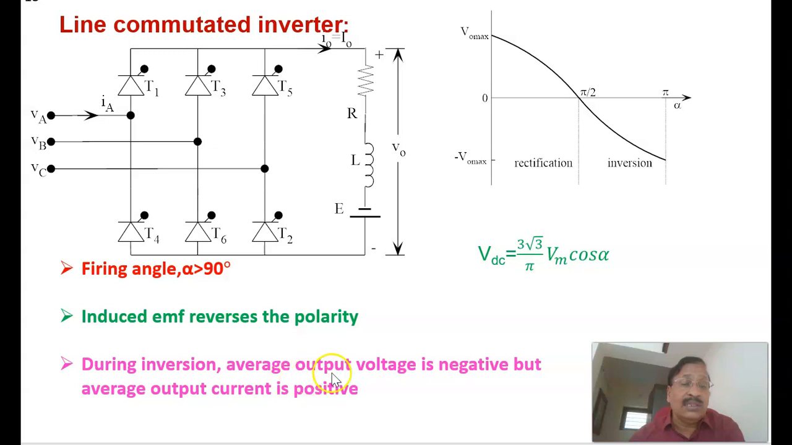During the inversion the average output voltage is negative, but the average output current is positive. But current is always like this one, and here the voltage polarity is reversed. Of course, you can say the power is negative. If you calculate the power, it will become negative.